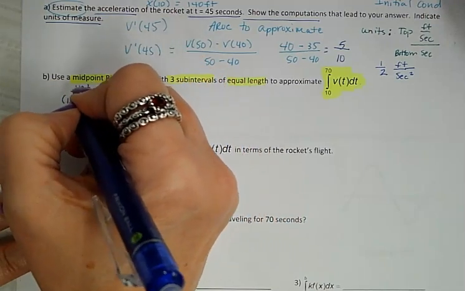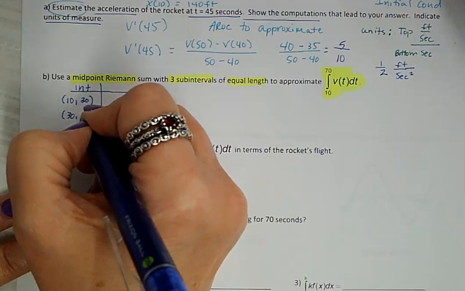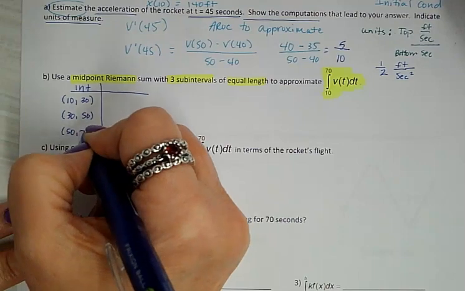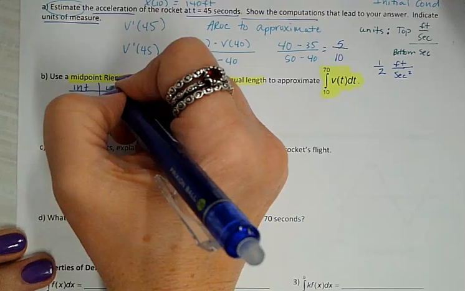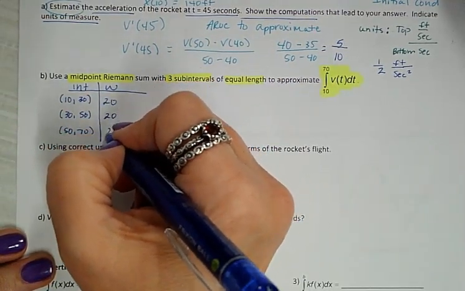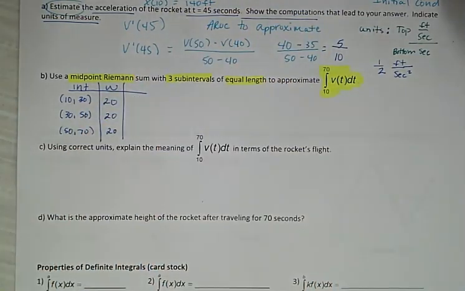So I'm going to go from 10 to 30, and then from 30 to 50, and then from 50 to 70. Okay, so what are the widths of all of these intervals going to be? 20, 20, and 20. And then I'm calculating the height. So as I calculate v of 20, it's 22. As I calculate v of 40, it would be 35.